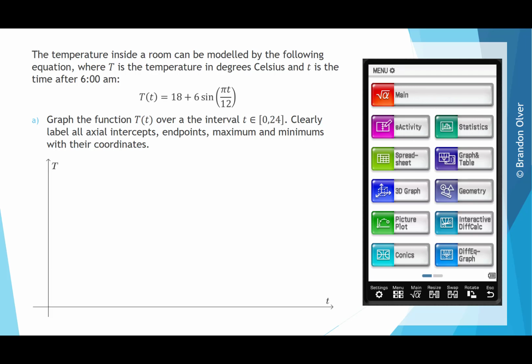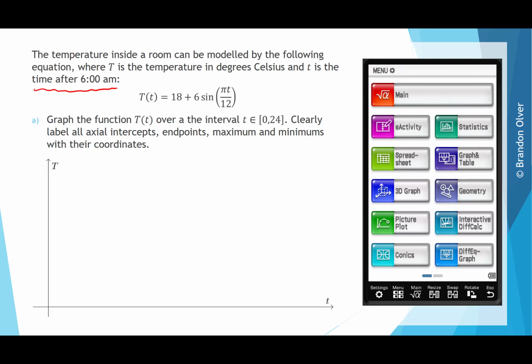The temperature inside a room can be modelled by the following equation, where capital T is the temperature in degrees Celsius and lowercase t is the time after 6 am. So our function is T(t) = 18 + 6 sin(πt/12). For part A, we're asked to graph the function T(t) over the interval 0 to 24 included. Clearly label any axial intercepts, endpoints, maximums and minimums with their coordinates.